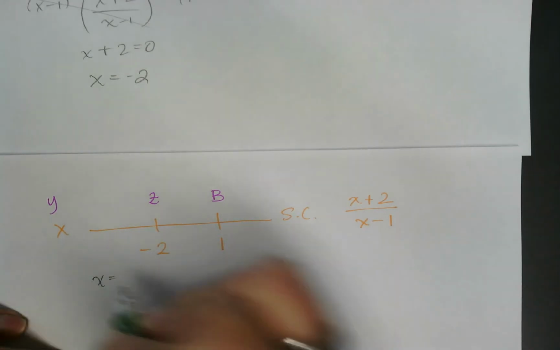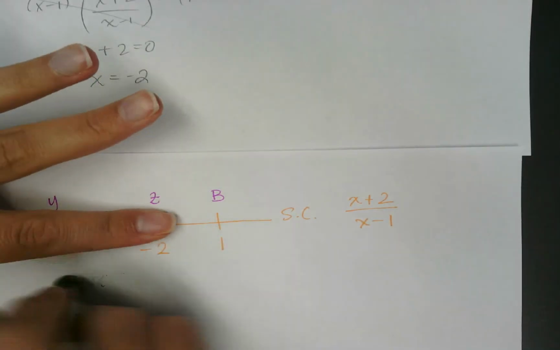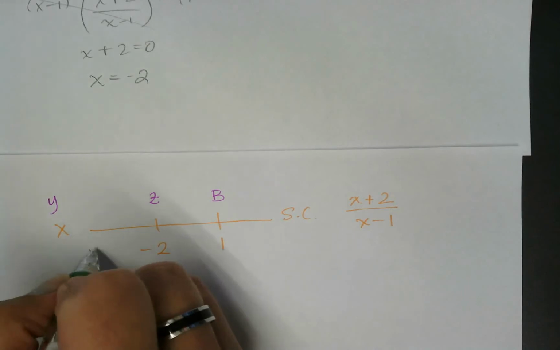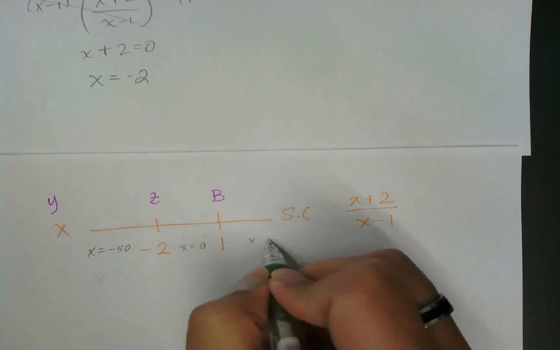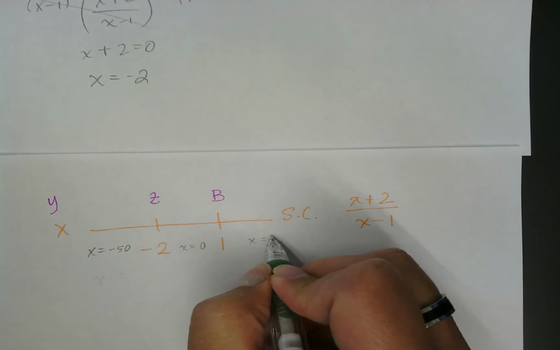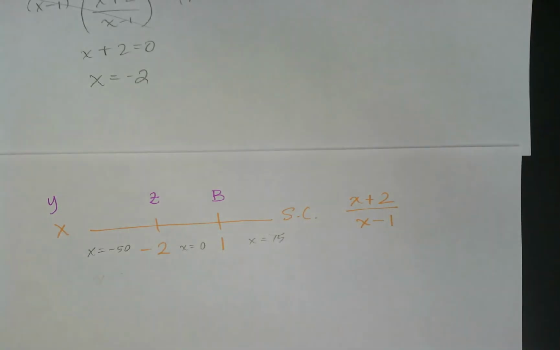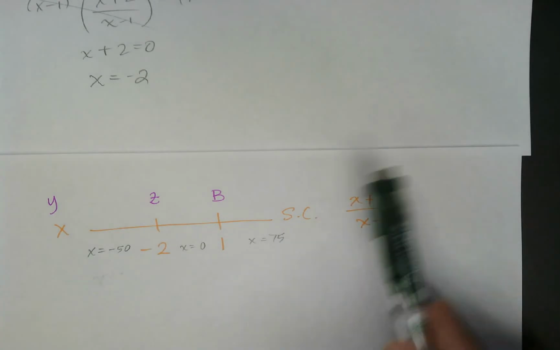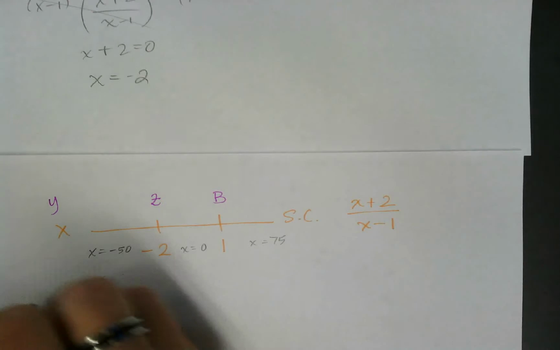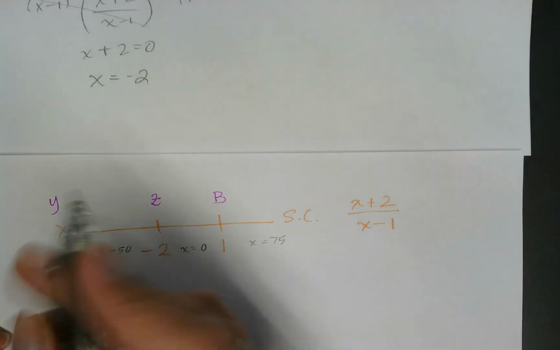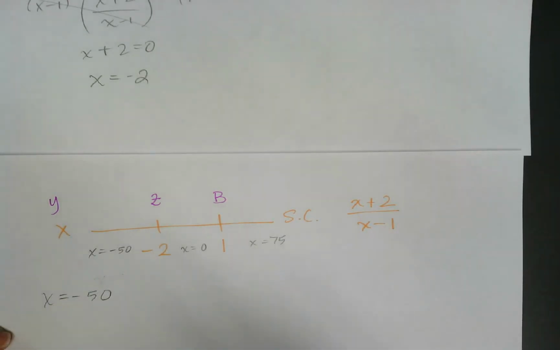Alright, x equals, you want to pick a number? Negative 50. Negative 50, good job. X equals 0. X equals? Somebody say it. 75. Good job. Alright, so, a little preview for one of the next examples we're going to get in. It's nice when you have just one fraction you're plugging in, because then you can just look at the signs. So, x equals negative 50.